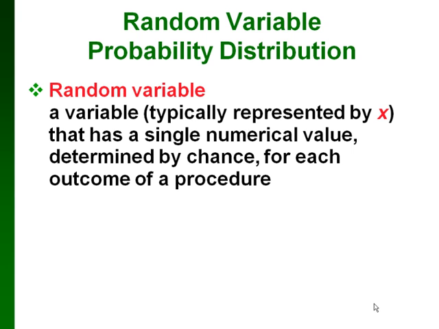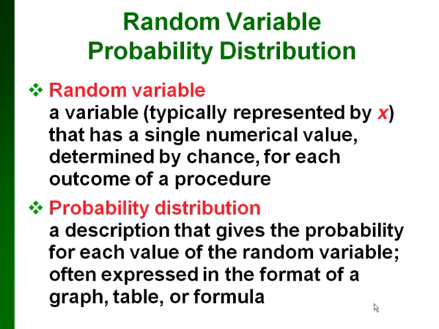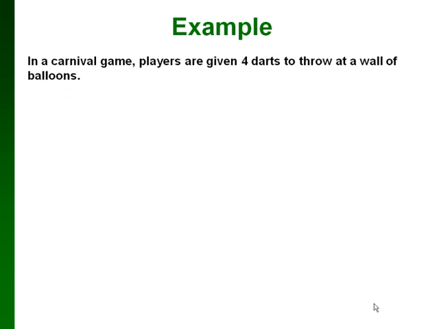So first of all, a random variable, we usually represent this by an x. This is one that has a single numerical value determined by chance for each different outcome of a procedure. And a probability distribution is just a table or a graph that gives the probability for each possible value of the random variable.